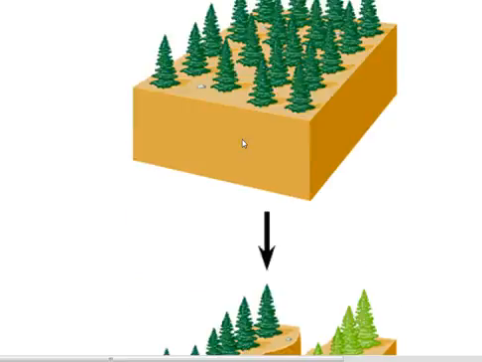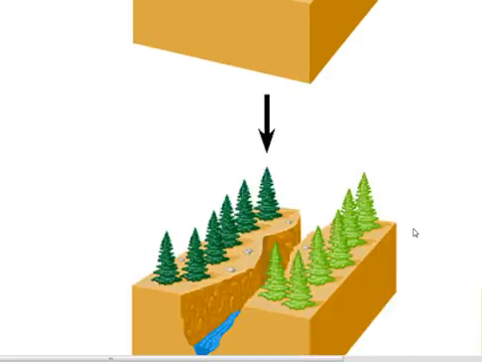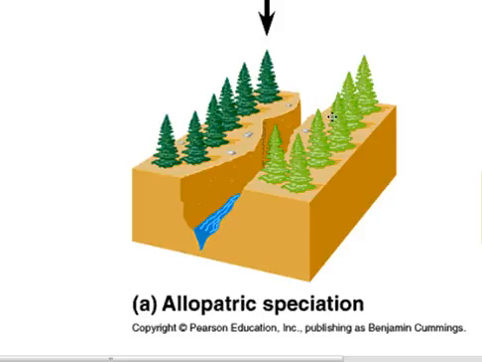If you go up here to this first, you see one species of tree. Well, a ravine kind of forms in between, maybe over several thousand years, and you have the formation of two different species. This is where members of the same species become isolated from one another, and this leads to speciation. Usually this is geographic, but this could be something different.